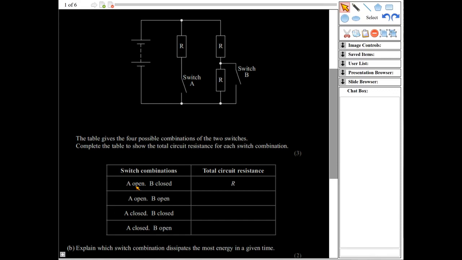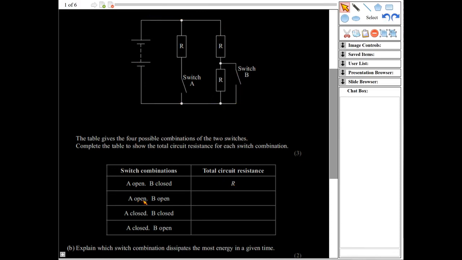So it's done the first one for us. It says A is open and B is closed. So if A is open and B is closed, the circuit would be like that. Because B is closed, we've effectively got a short circuit around this part here. So the current is going to go this way. It's not going to go through here because here there is a resistance. This part is a wire, effectively a short circuit. So the current is going to go around there like that. And as it says in the question, the only resistance in that circuit is this one here. So that's why the resistance here is written as R.